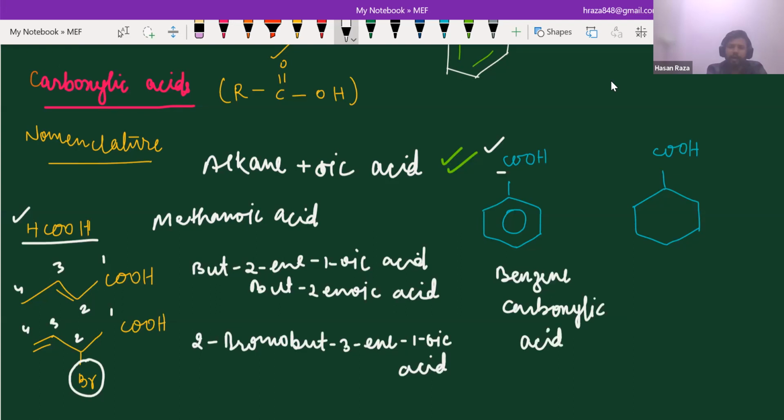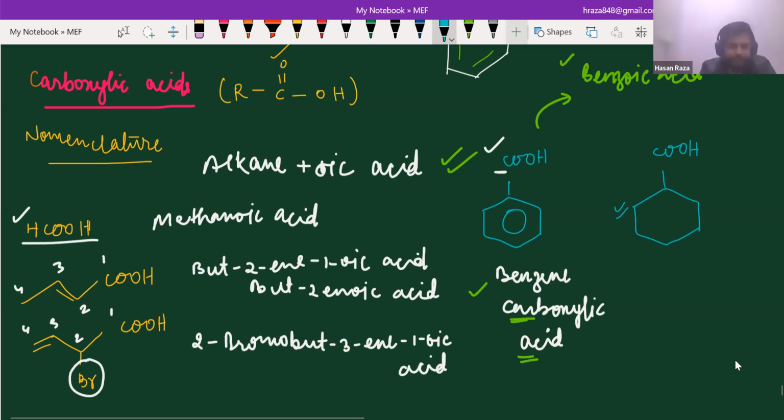Now again you can see this is your 6 carbon ring. So it will be cyclohexane, and since we are unable to count this carbon, it will be cyclohexane carboxylic acid. Cyclohexane carboxylic acid. Is that clear to everyone? Please do respond. Yes, sir.